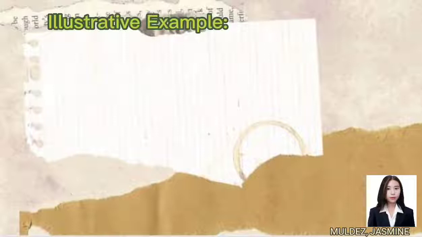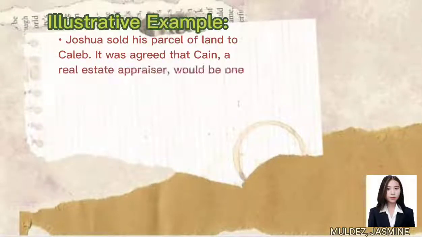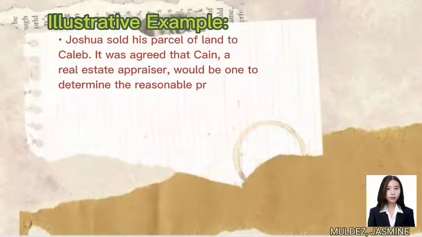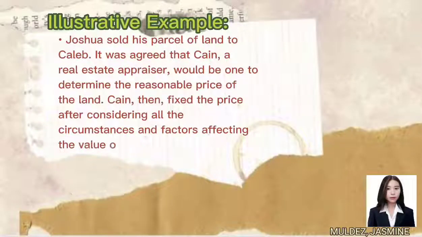Illustrative example. Joshua sold his parcel of land to Caleb. It was agreed that Cain, a real estate appraiser, would be the one to determine the reasonable price of the land. Cain then fixed the price after considering all the circumstances and factors affecting the value of the land.